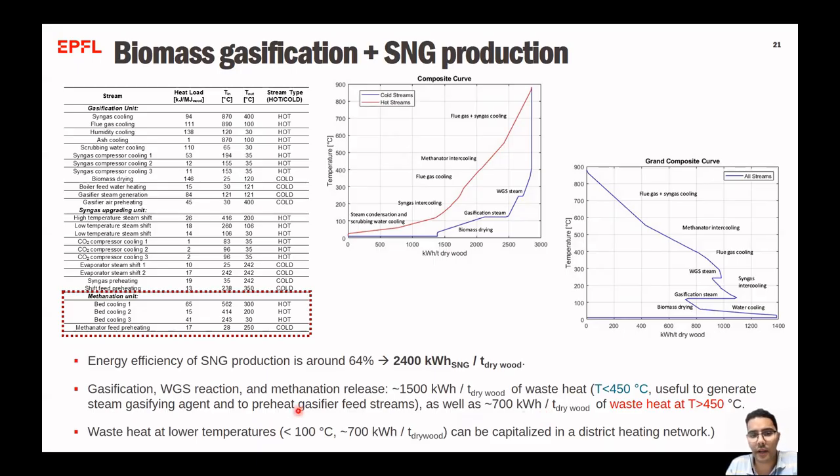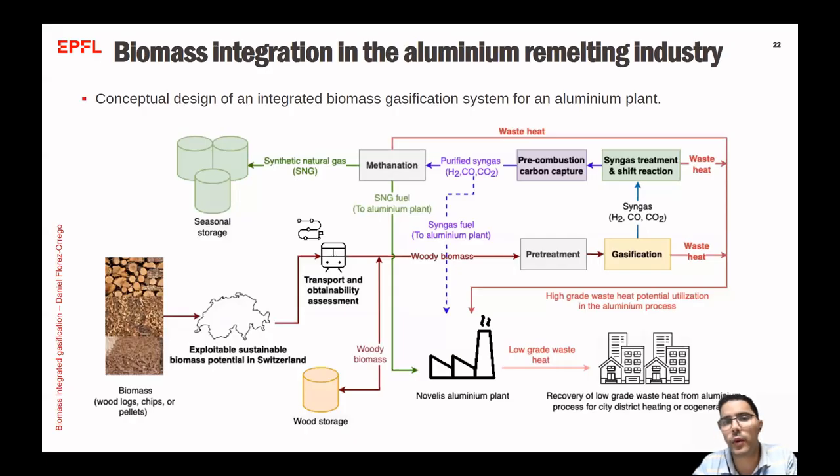The waste heat recovered at very low temperatures, below 100 degrees Celsius, which is around 700 kilowatt hours per ton of dry wood, can be capitalized in a district heating network. So in these curves, the composite curves and the grand composite curves, it's possible to see the amount of waste heat that is available at the different temperature levels. So we have seen that it's possible to determine the amount of waste heat recovery in the gasification process, but also in the gasification integrated with the methanation process for synthetic natural gas production.